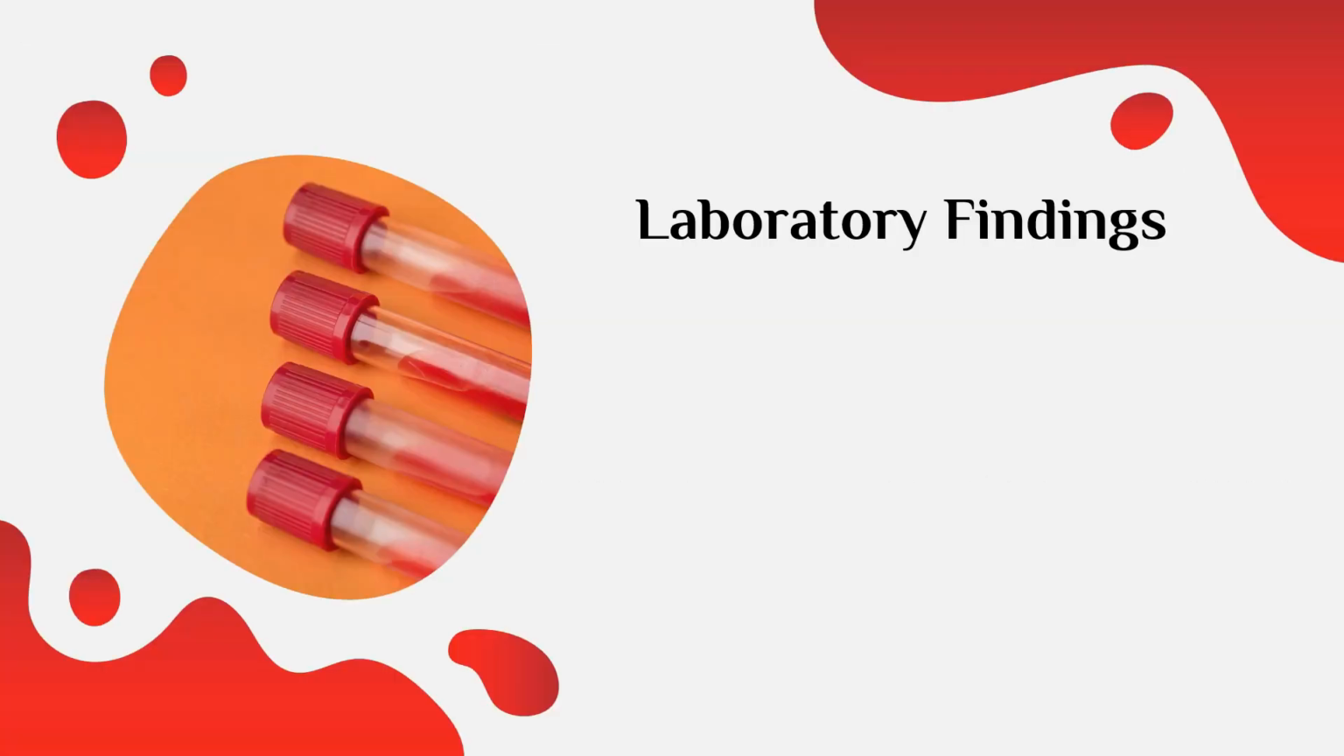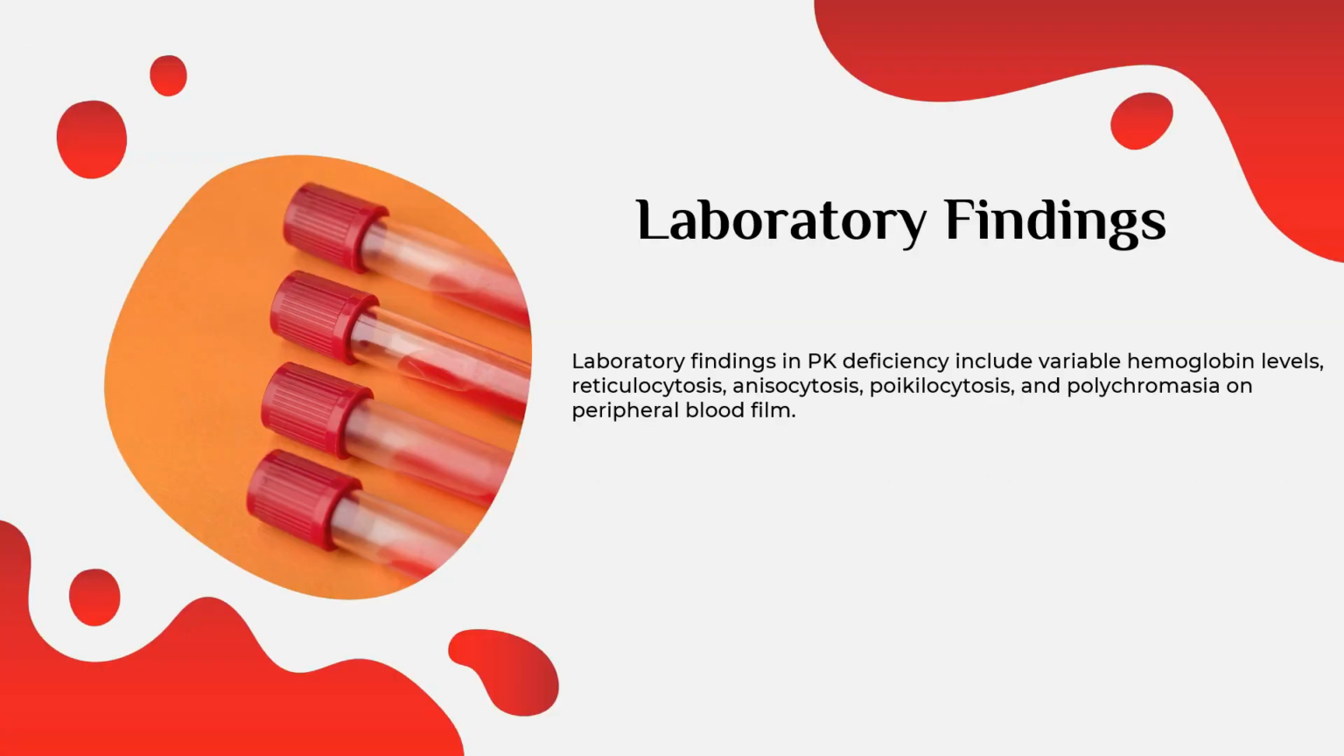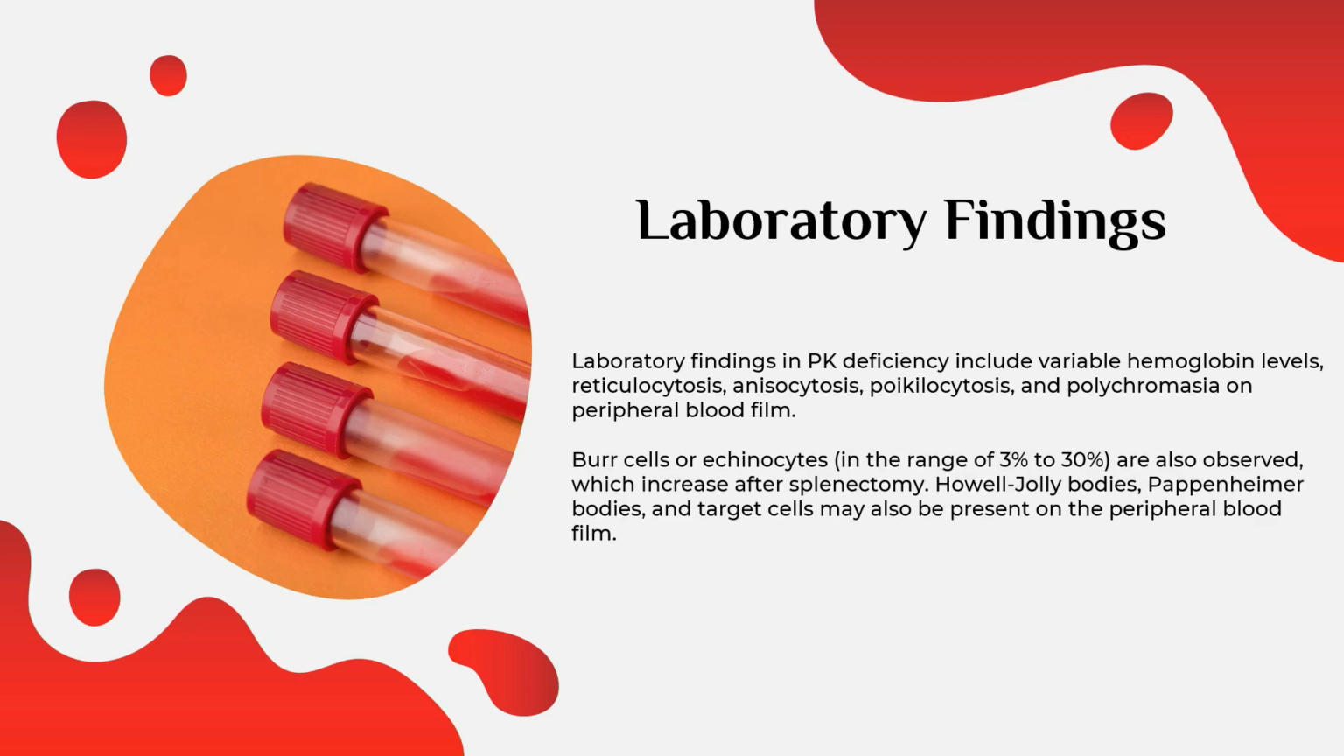Laboratory findings. Laboratory findings in PK deficiency include variable hemoglobin levels, reticulocytosis, anisocytosis, poikilocytosis, and polychromasia on peripheral blood film. Burr cells or echinocytes, in the range of 3% to 30%, are also observed, which increase after splenectomy. Howell-Jolly bodies, Pappenheimer bodies, and target cells may also be present on the peripheral blood film.